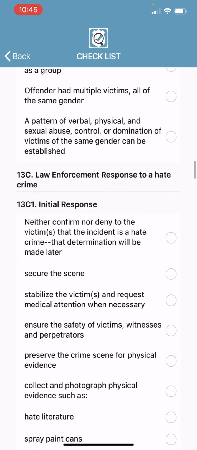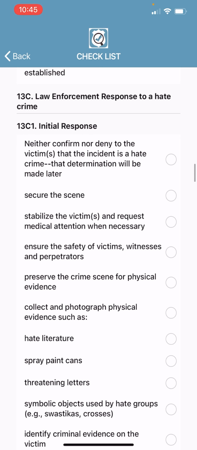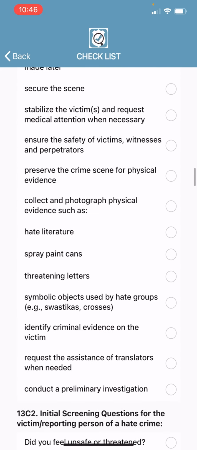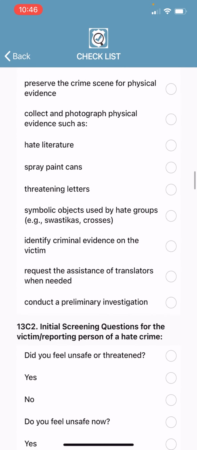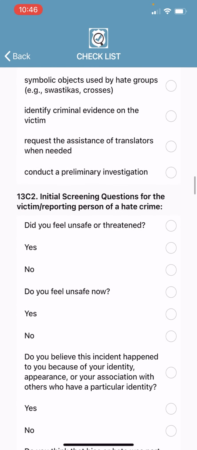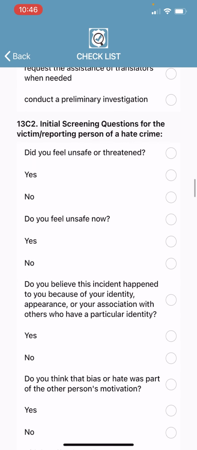13C goes into law enforcement response to a hate crime. So when you respond, if you're the initial responder, the types of things that you'd be looking for, questions that you need to ask and consider. Observations to be made. 13C2, initial screening questions for the victim or the reporting person of the hate crime.